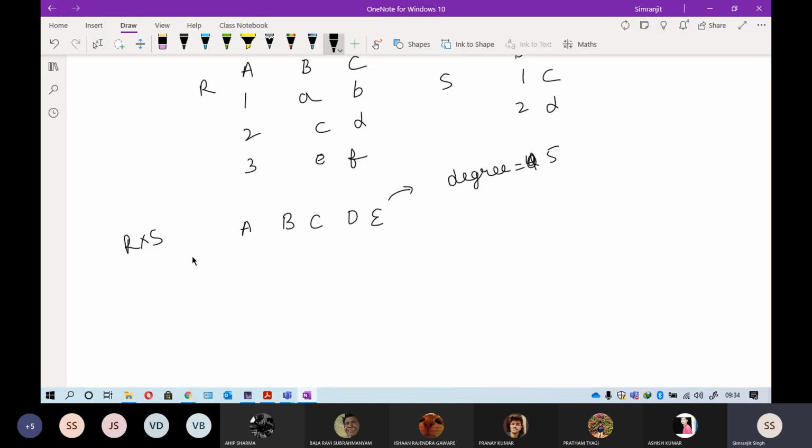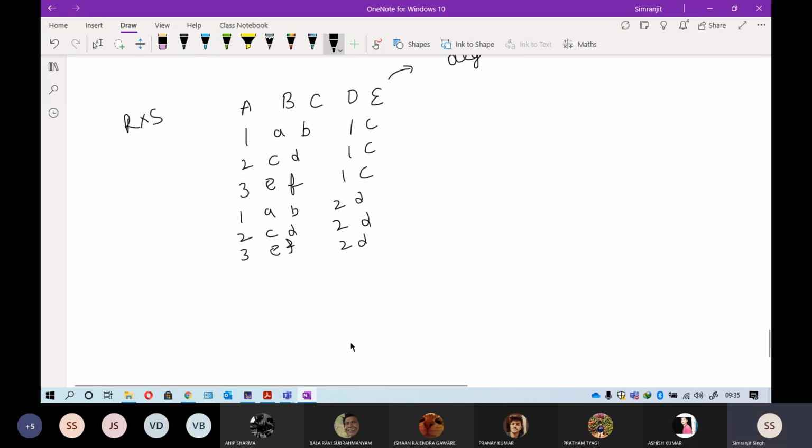And what does cardinality mean? Cardinality means the number of tuples. Keep that in mind. So it will be 1 A. Again, you can go like this or differently as well. So it is 1, 2, 3, 4, 5, 6. I'll write 1 A B C D, 3 E F, 1 C, 2 D. You already know how to perform this. I'm just telling you the main points here.